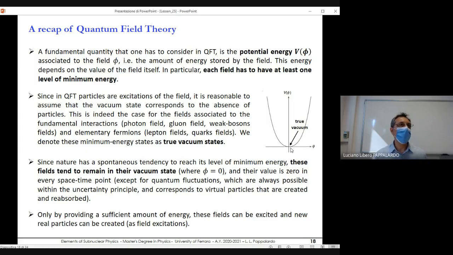Of course, only if we provide energy externally to the field, then we can excite the field, and so the field reacts by creating particles. Is that clear? Now, as I said, most of the fields that concern us are this kind here, okay?